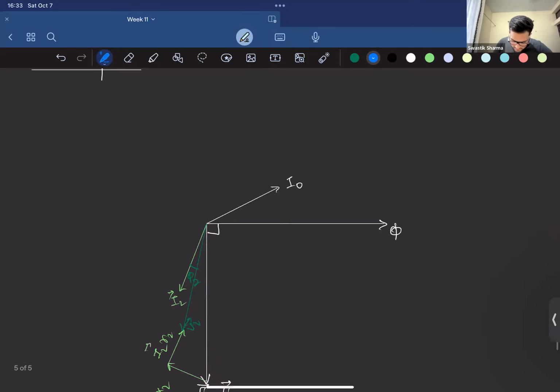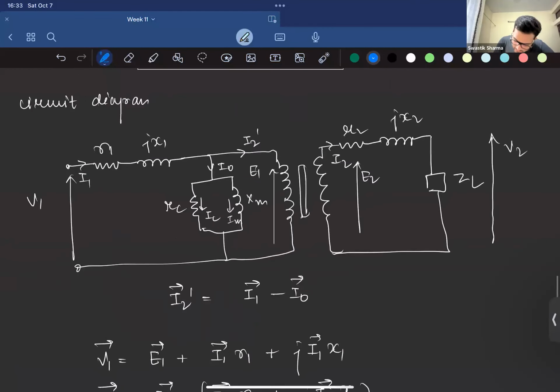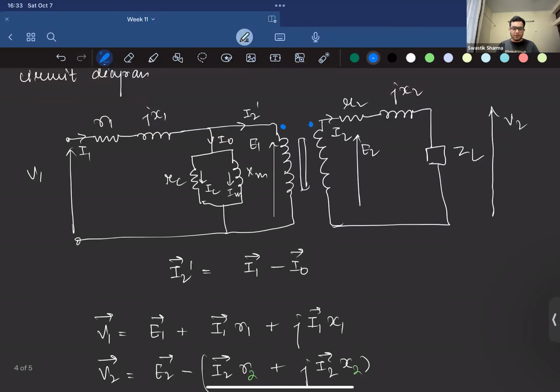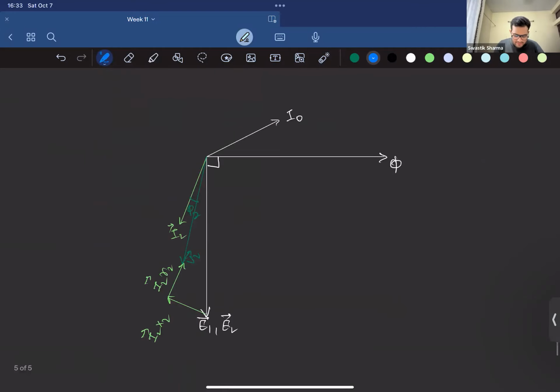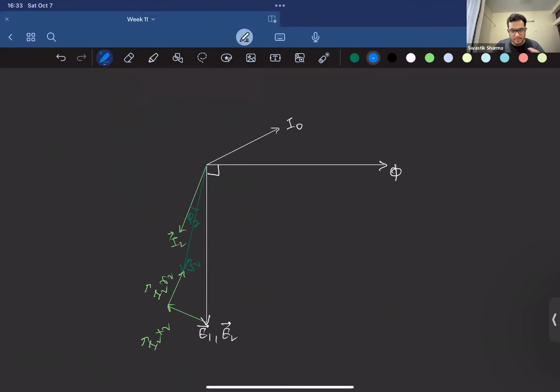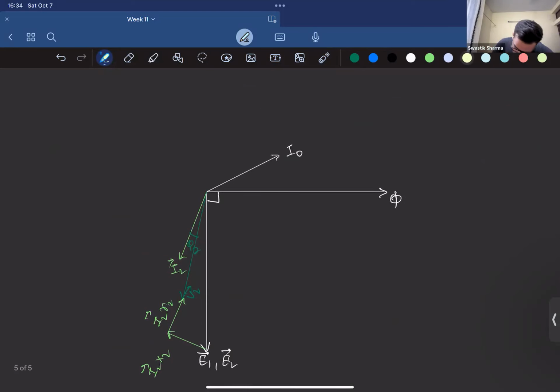So that means, if we take the dot notation, for example, I2 dash is entering and I2 is leaving, right? So I2 dash and I2 will be in anti-phase to each other. We know how the law of magnetic induction works. So I2 dash and I2 are in anti-phase with each other. That means they are separated by 180 degrees, right? So I2 dash can be represented similarly. So this is I2 dash.